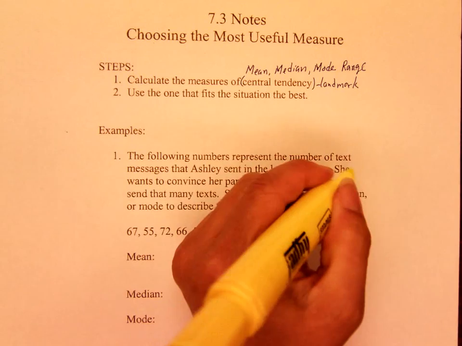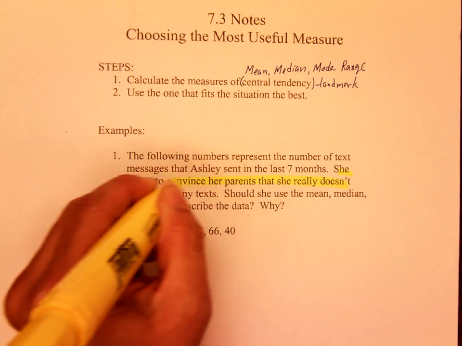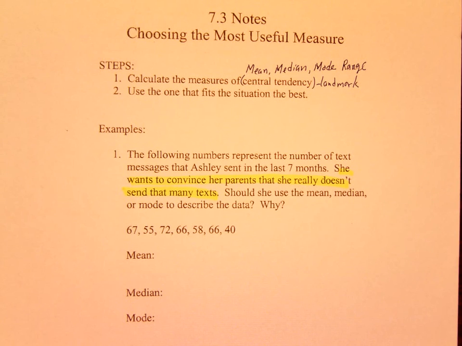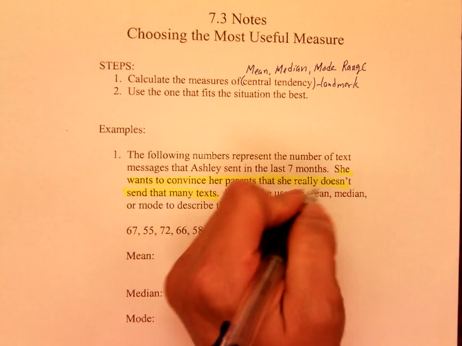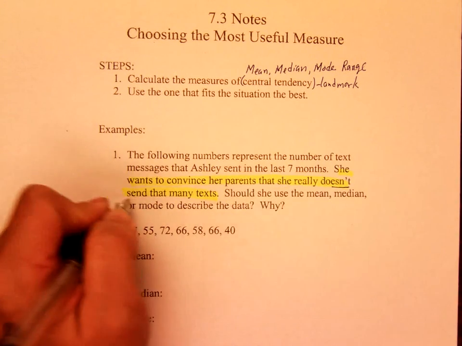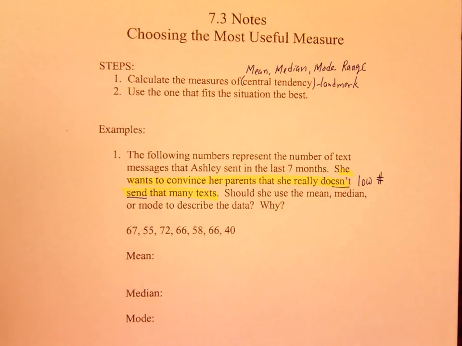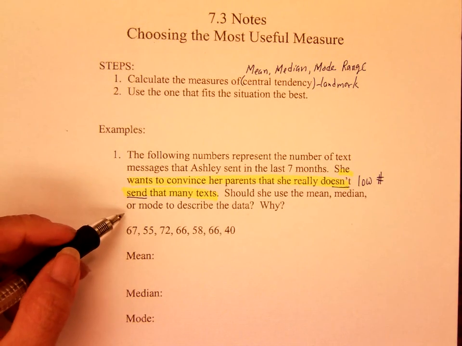So here it says that she wants to convince her parents that she really doesn't send that many texts. We want to know, do we want a big number, a small number, or just a medium number? Well, if she really doesn't send that many texts, that means we want a low number. Okay, so now we have to explain why.